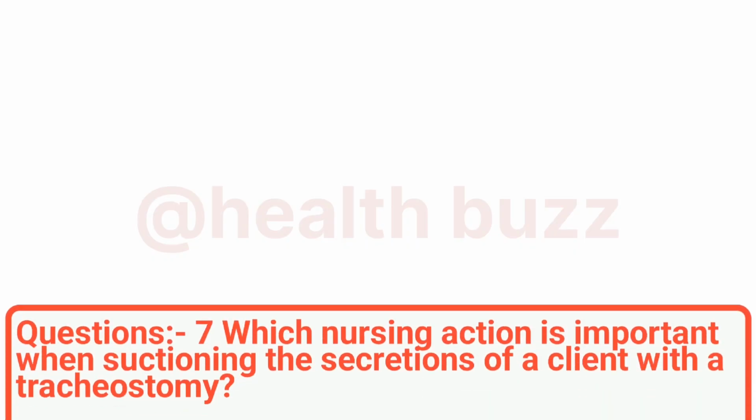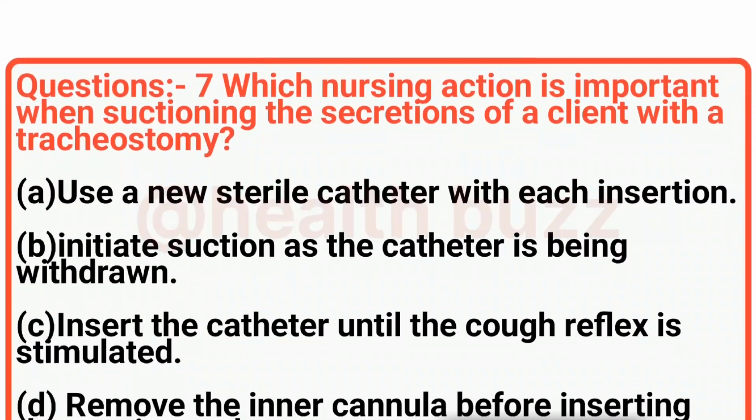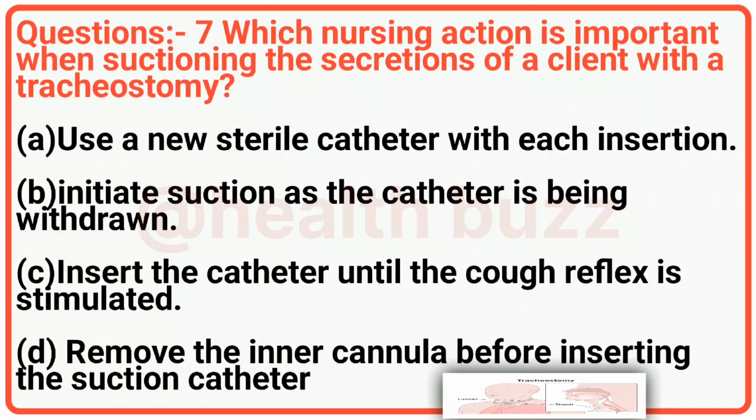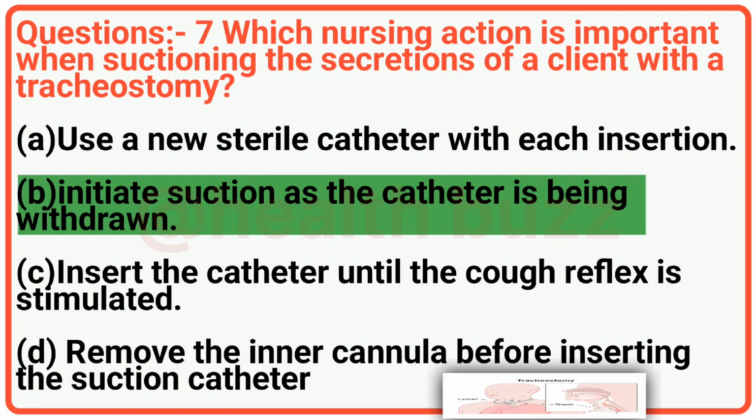Questions 7. Which nursing action is important when suctioning the secretions of a client with a tracheostomy? A. Use a new sterile catheter with each insertion. B. Initiate suction as the catheter is being withdrawn. C. Insert the catheter until the cough reflex is stimulated. D. Remove the inner cannula before inserting the suction catheter. Right answer is B. Initiate suction as the catheter is being withdrawn.